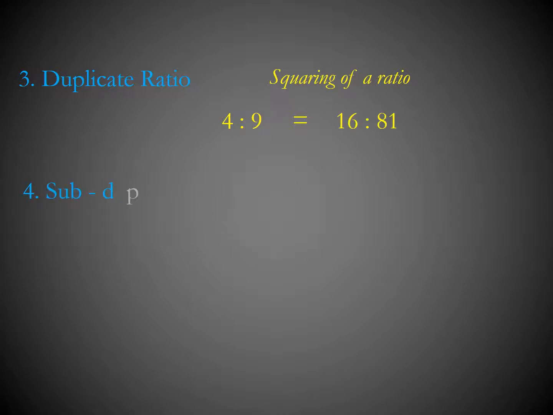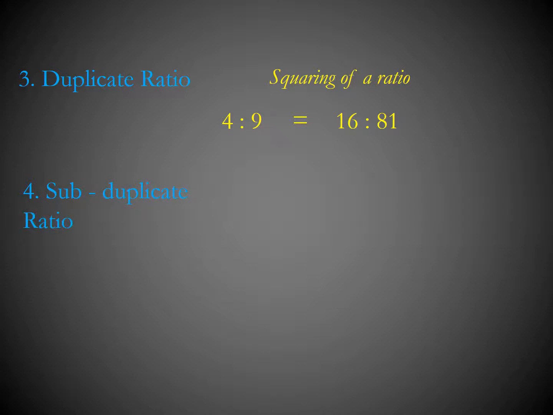Third is duplicate ratio. Duplicate ratio means when you do the square of any ratio. For example, I ask you find the duplicate ratio of 4:9. The square of 4 is 16 and square of 9 is 81. So duplicate ratio of 4:9 is 16:81.